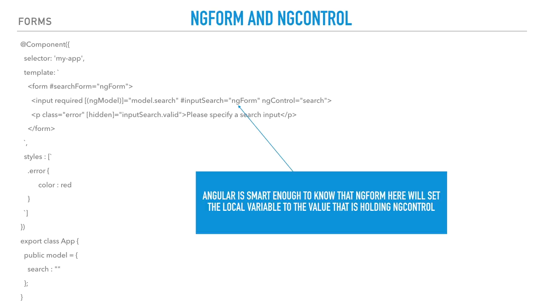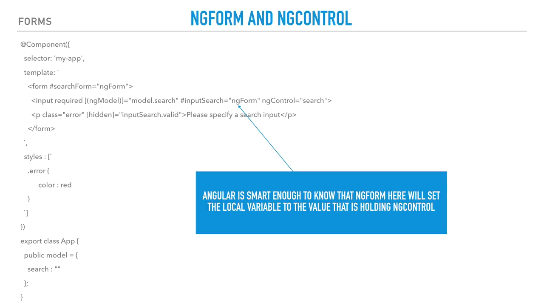Then we have a local variable named inputSearch, and we are specifying ngForm. This is, in my opinion, the most confusing part of using forms, because you are assigning ngForm to an inputSearch, and this is weird, right? But in the documentation, Angular explains that the framework is smart enough to know, okay, we are in an input, we know that the control in this case is search, and the model that we are tracking is model.search.